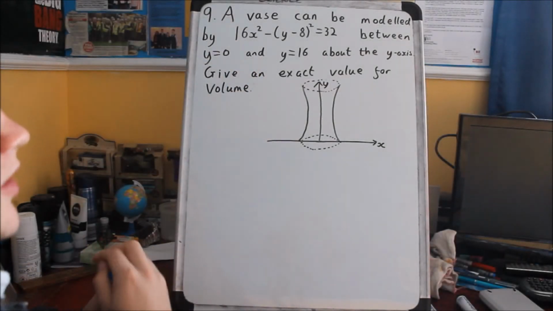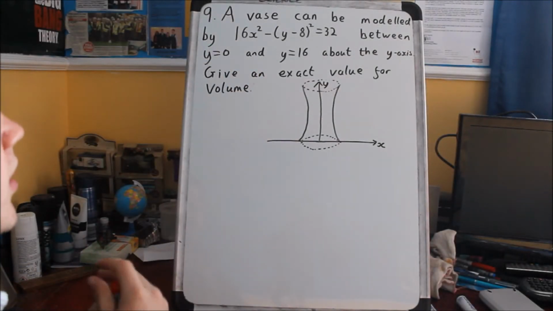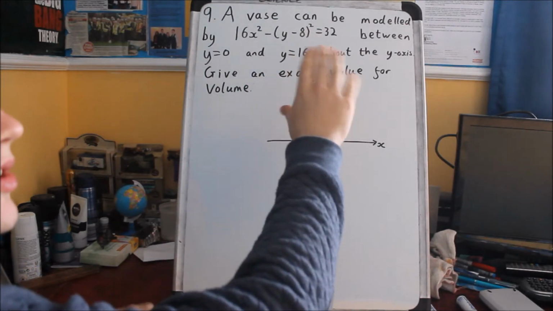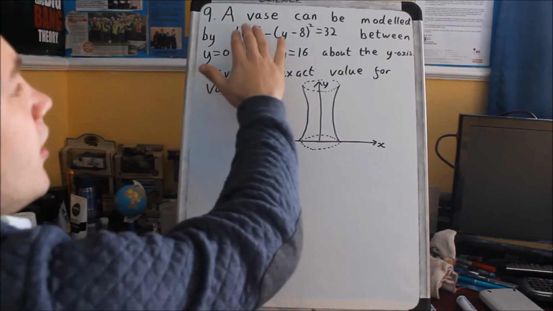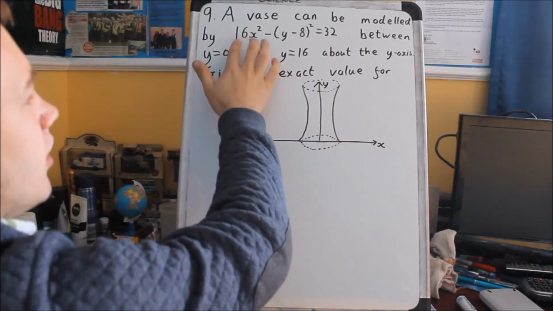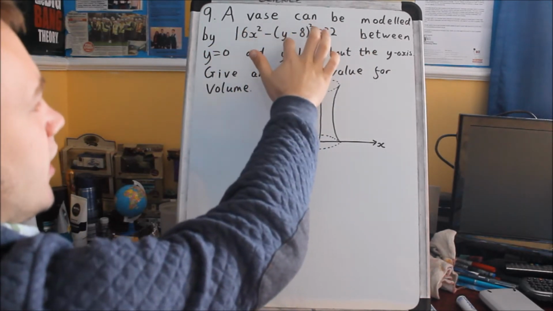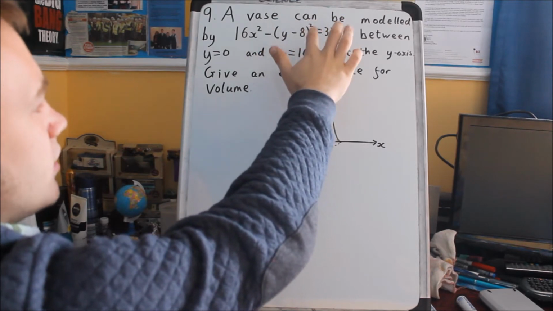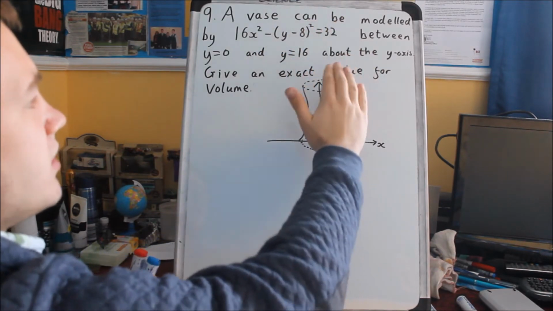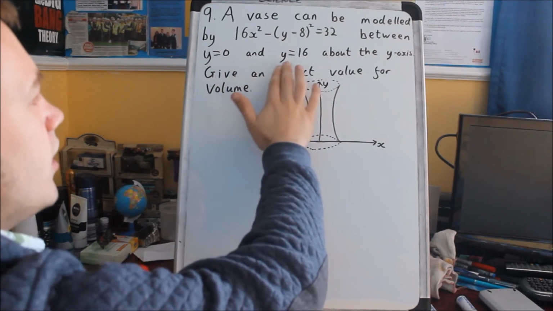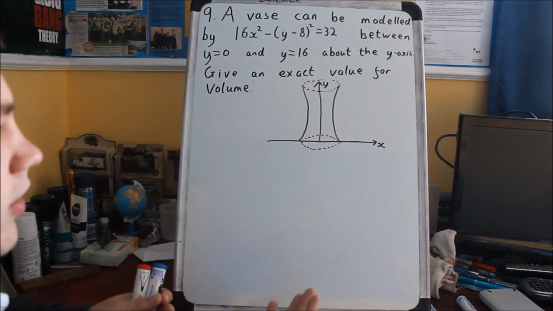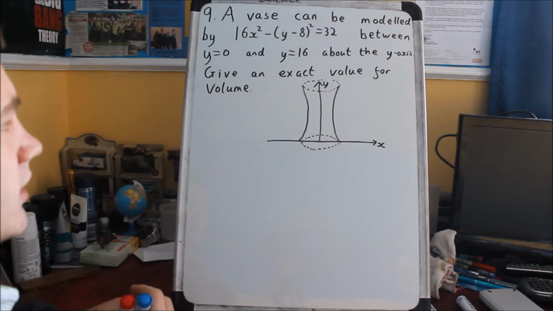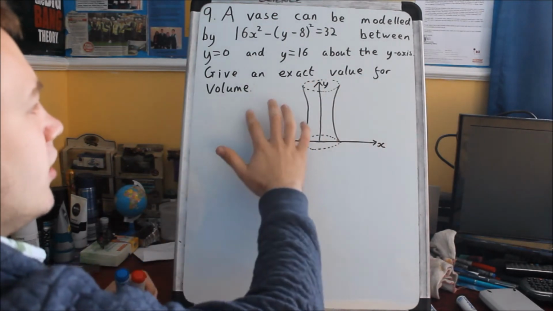So, question 9, there's no part A and part B in this one. It actually says a lot more words than this. I just sort of simplified the question down to save room. So, a vase can be modelled by rotating the curve 16x squared minus (y minus 8) squared equals 32. So we're rotating it between the points y equals 0 and y equals 16 about the y-axis, through 2 pi radians. Give an exact value for the volume.